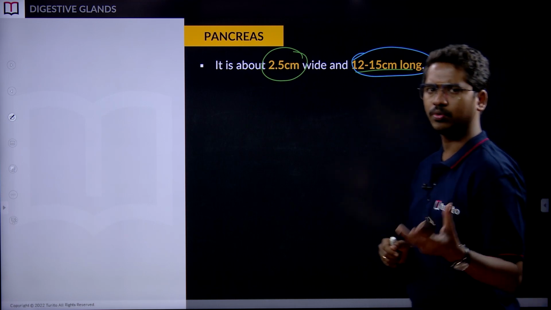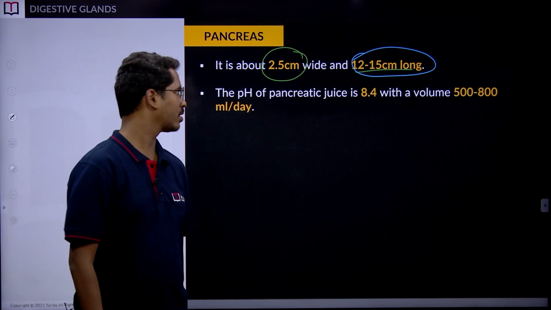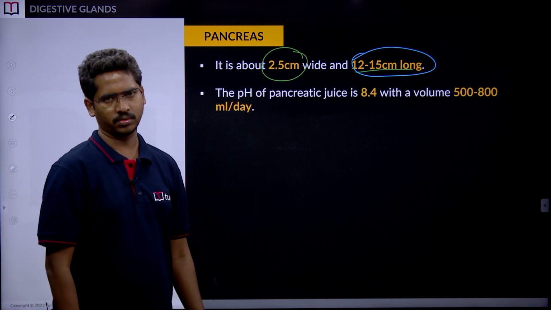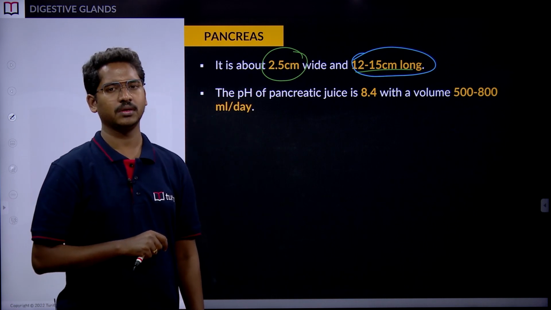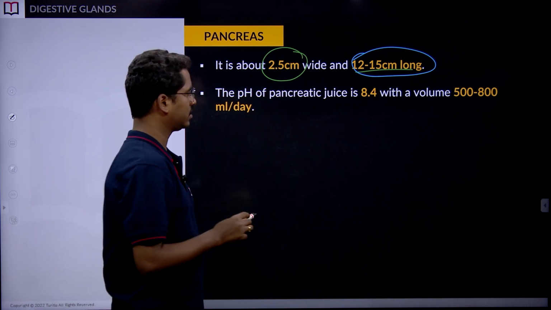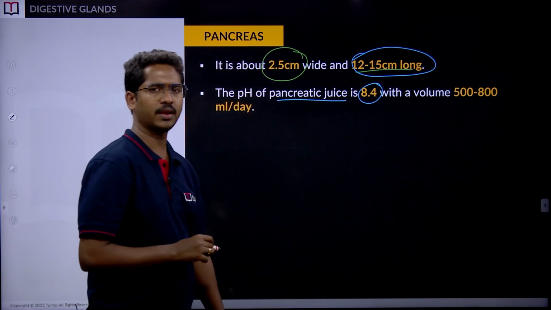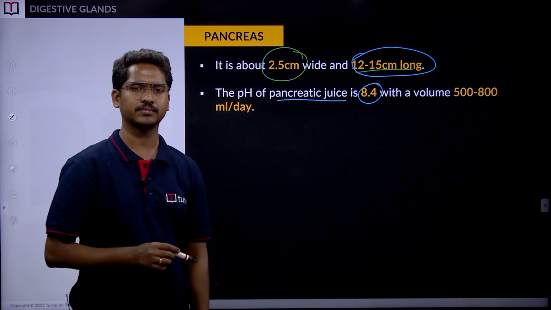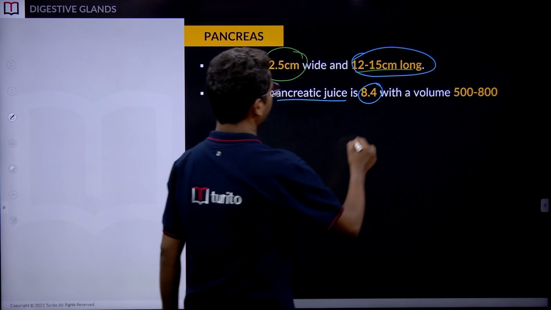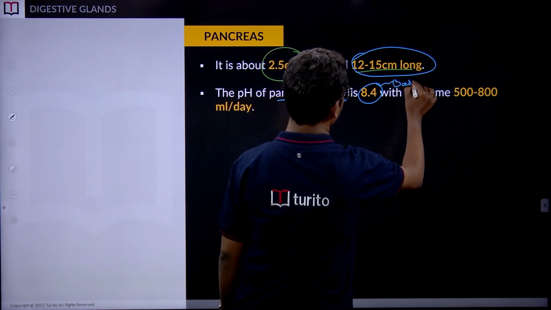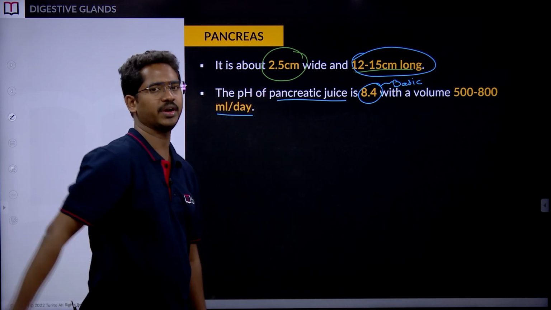If you use a small ruler of 15 centimeter length, that is how long it would be at max. And the pH of the pancreatic juice, excuse me. So, you learnt in the previous discussion, it is also releasing the pancreatic juice with a pH of 8.4. What does this mean? Having a pH of 8.4, again this is basic. So, it has a basic nature with a volume of around 500 to 800 milliliters per day.